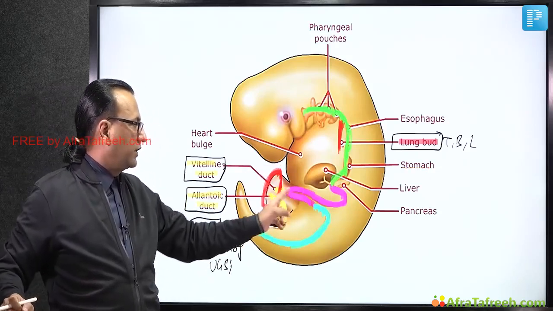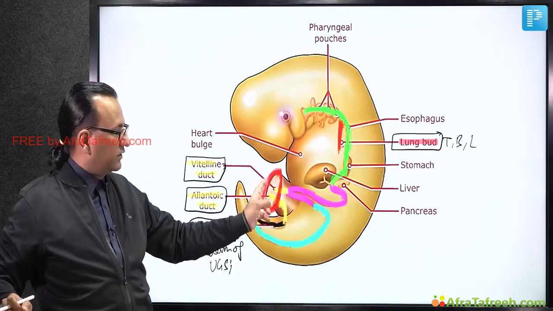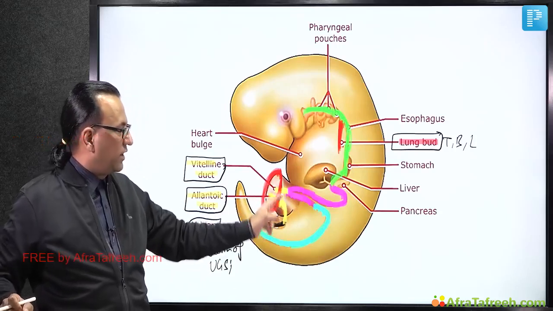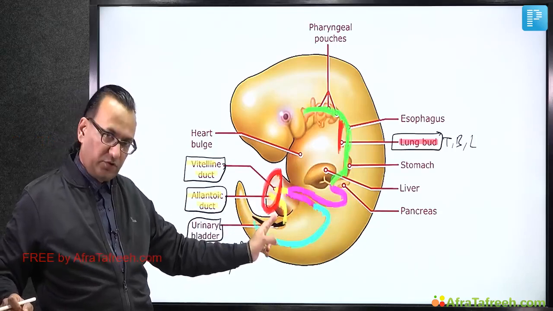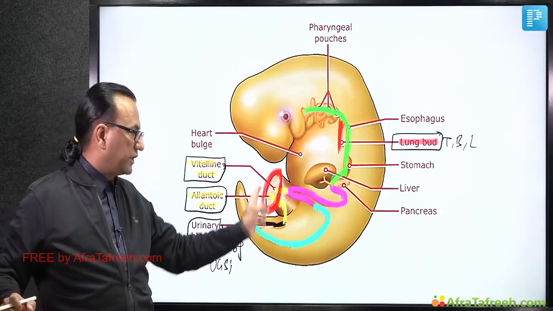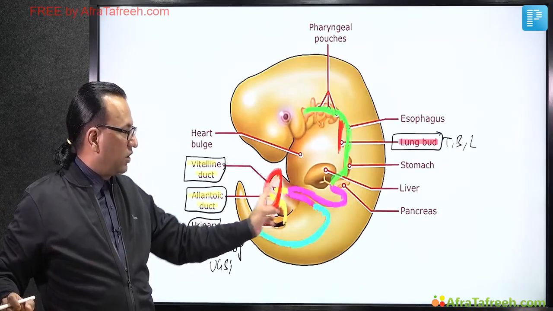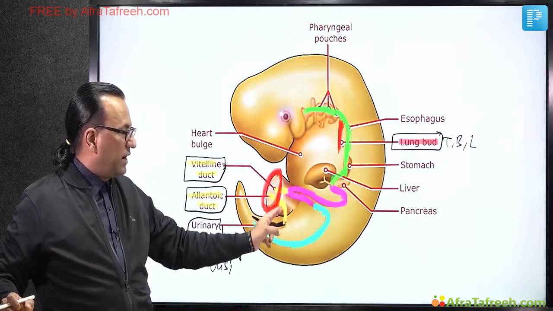Persistence of Vitelline duct can result in a fecal fistula, the fecal matter coming to umbilicus, and persistence of the allantoic duct can result in urinary fistula, the urine coming to the umbilicus. These anomalies we'll be discussing in the abdomen region. But the point is, may it be the Vitelline duct or the allantoic duct, they are all lined by endoderm.